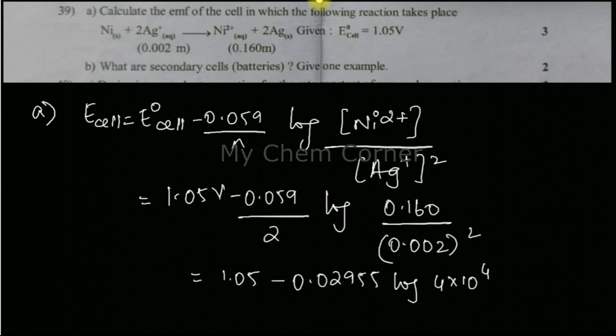Alright, now when you simplify this further, after finding out log and all, your final answer is going to be 0.914 volt. So you calculate log, you multiply it, and then when you minus it, you will get 0.914 volt as your answer.